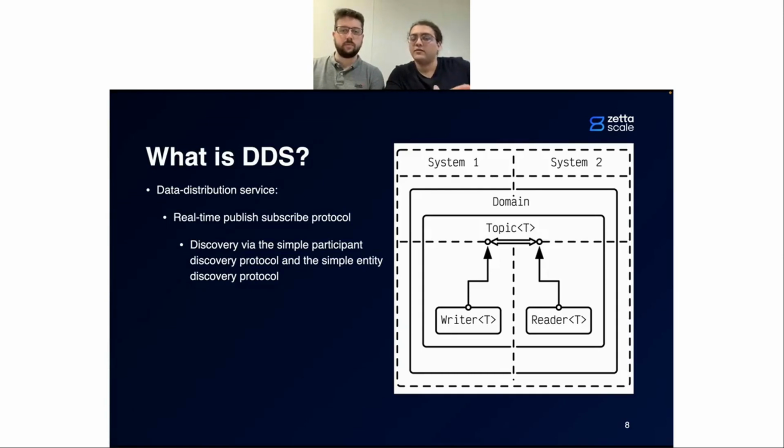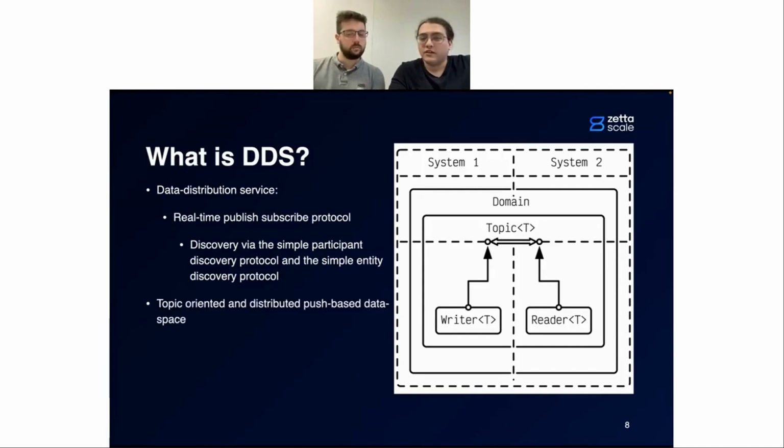So they're going to do that within the context of a domain. That domain is just an ID that they've chosen, domain 0, domain 1, for example. And then within that domain, you have a topic. So DDS is topic oriented, right? It's this distributed push-based data space based on these topics. And if you're used to generic programming, it's just a topic T. And that T is the data structure whose messages of that type you want to receive.